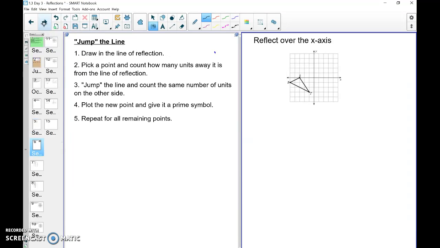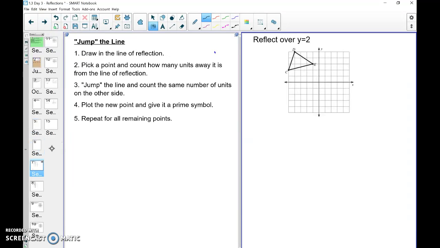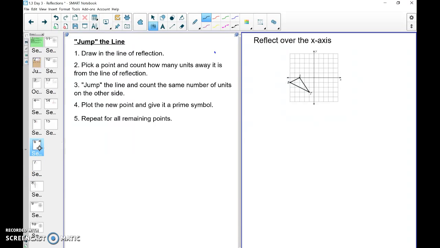So same thing here. This time we're reflecting over the x-axis. And actually I'd like you to pause here real quick and see if you can do it yourself correctly. Press play when you're ready to see the answer. Okay. So start by drawing in the line of reflection. This time it's the x-axis. Please pay attention to those directions. So this time I'm going to put that right there.